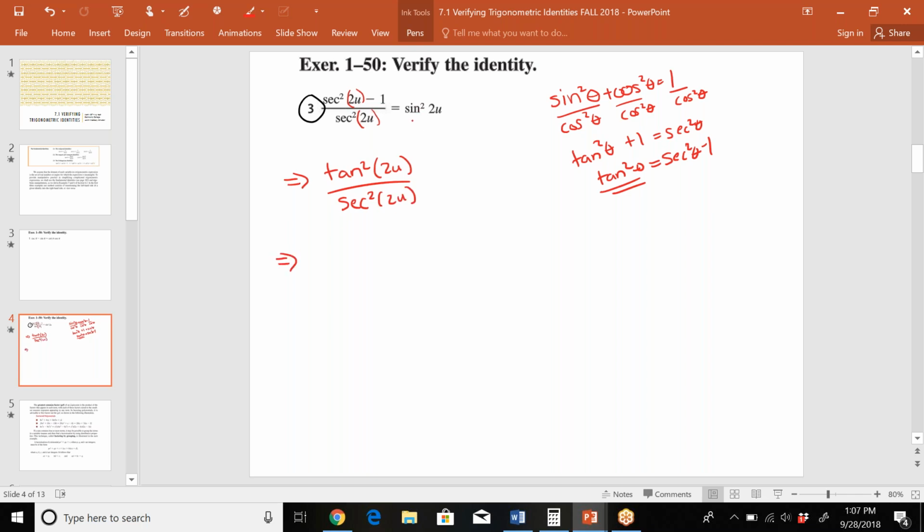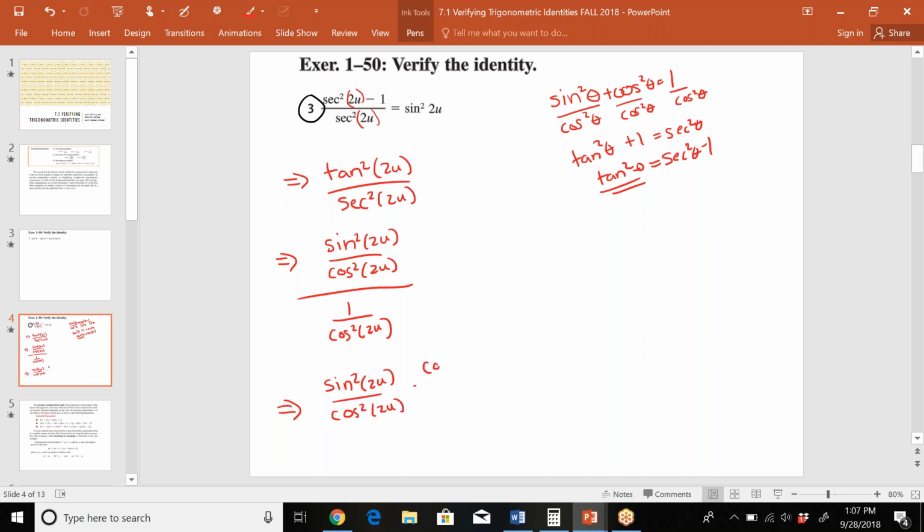This does not equal sine yet, so we need to convert everything to sines and cosines. So tangent squared is sine squared over cosine squared of our angle. And secant is 1 over cosine squared. So if we take our top fraction and multiply it by the reciprocal of the bottom fraction, that will clear out those complex fractions. And that'll also clear out the cosine that we have there. So when we clear that out, that gives us that this is equivalent to sine squared of 2u, which is what we were trying to prove on the right side. So that one worked out.